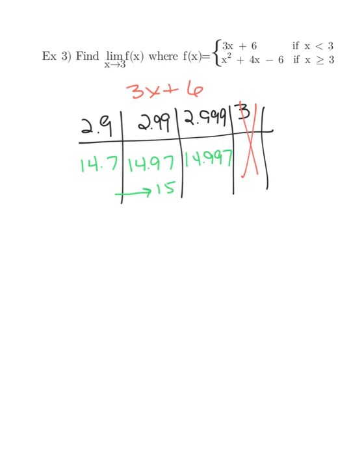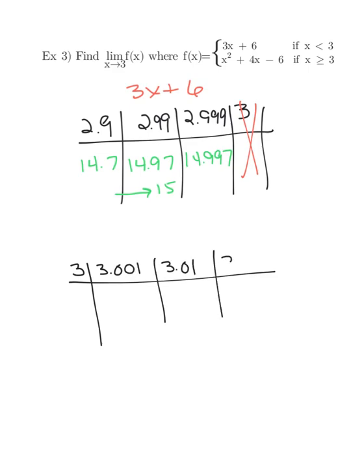So when we are doing our limit from the right, the 3 is in the center. The items to the right of 3 need to be 3.001, 3.01, and 3.1. We don't care about exactly 3. And remember, because these numbers of 3.001, 3.01, 3.1 are all greater than 3, we have to use the bottom row of that piecewise function, the x squared plus 4x minus 6.